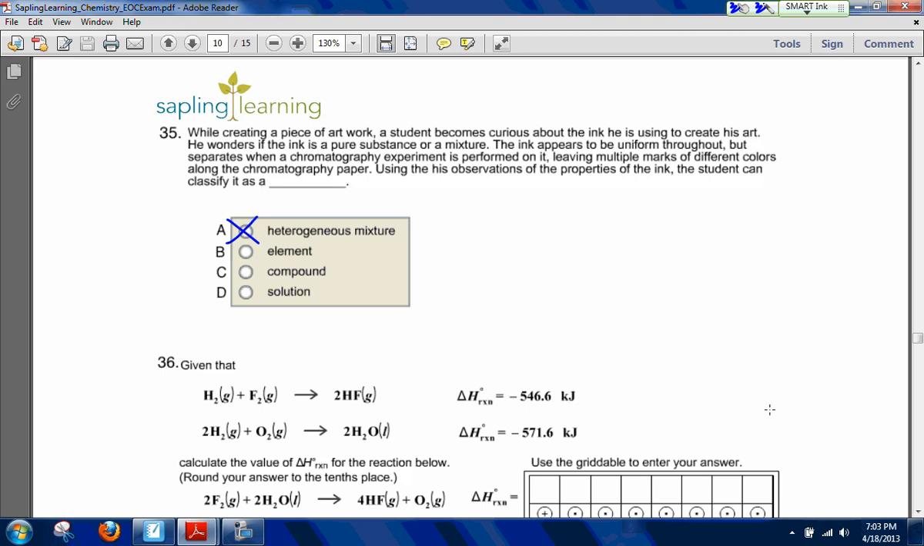An element wouldn't separate. Chromatography is like putting something through a coffee filter. Things will separate out. However, if they're bonded together chemically, they're not going to separate out. So it can't be a compound. However, a solution has things suspended in it. If you filter the solution finely and very slowly, different parts of it will break out into different pieces, and you get this as a solution. That's the answer for 35.